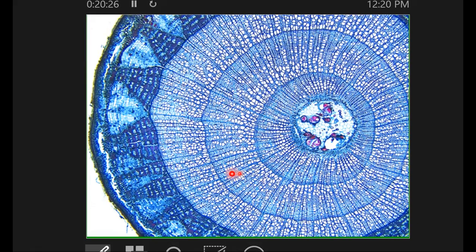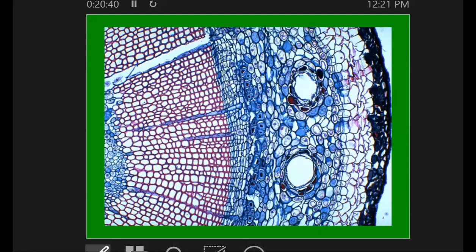So then you have that ring here, which is the vascular cambium, and then the phloem to the outside. All right, so the phloem is in patches here. So here again, just trying to show the demarcation between the xylem and the phloem. That ring of cells is the vascular cambium that will be dividing all summer long.